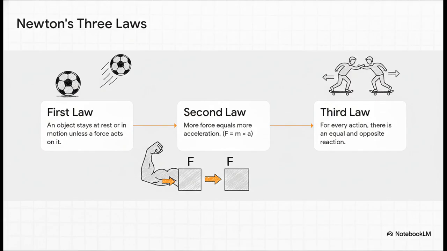The first law is all about inertia. Basically, stuff likes to keep doing whatever it's already doing. The second law is this amazing mathematical key that connects force, mass, and acceleration. And the third law shows us that the universe is all about pairs. For every single action, there's an equal and opposite reaction, always.